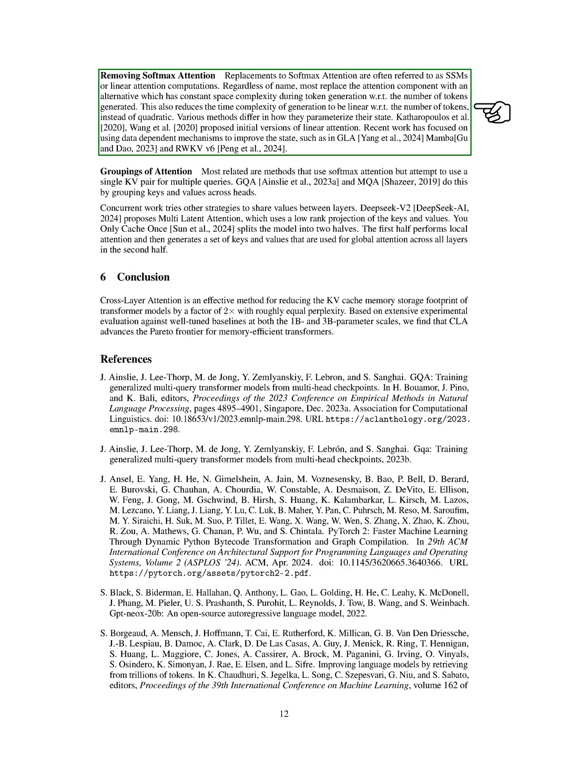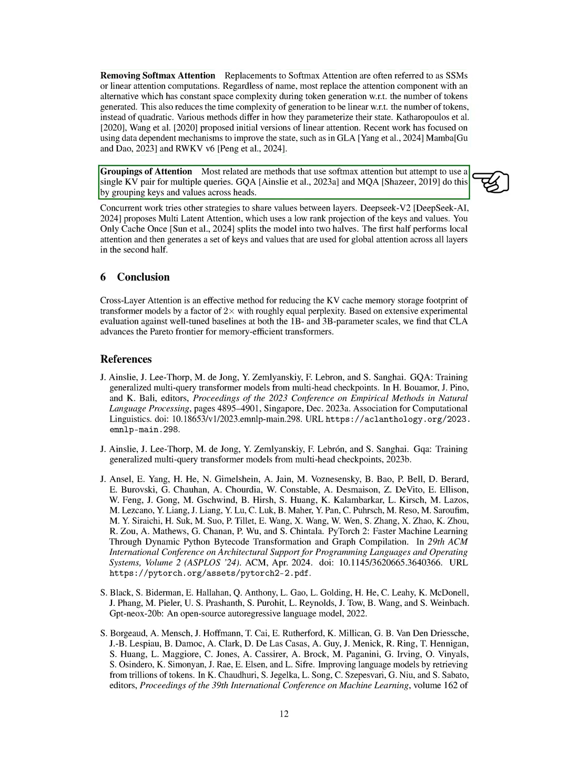Additionally, we have explored alternatives to softmax attention, such as SSMs or linear attention computations, which replace the attention component with alternatives having constant space complexity during token generation. These replacements not only reduce storage but also improve the time complexity of generation. Various methods differ in how they parameterize their state, with recent works focusing on data-dependent mechanisms like GLA, Mamba, and RWKV-v6.